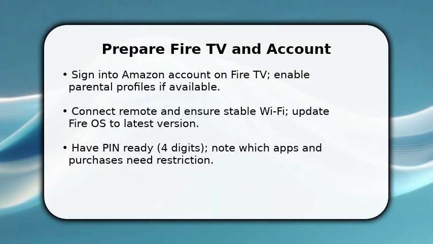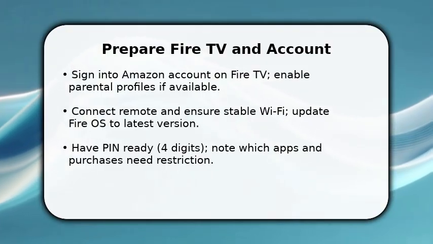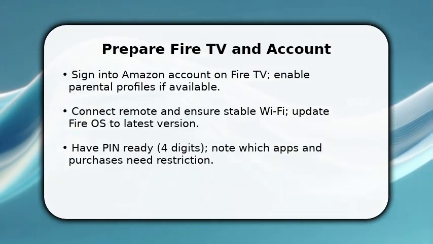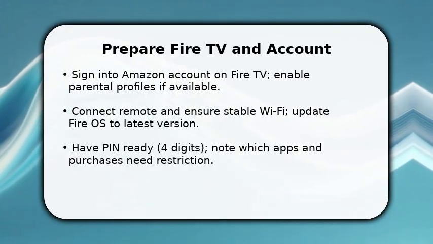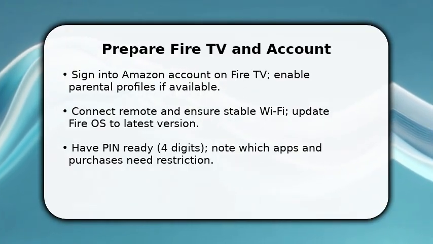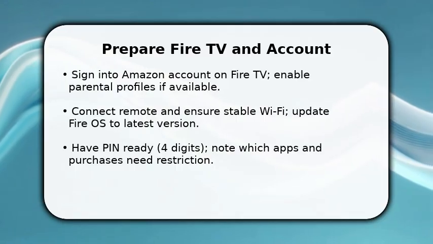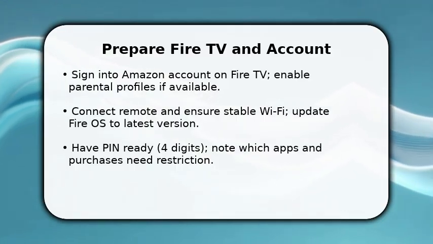You start by getting the basics ready. Sign into your Amazon account on the Fire TV and confirm Wi-Fi connectivity so updates can install. Once done, check for a Fire OS update and apply it. This ensures parental controls are current.